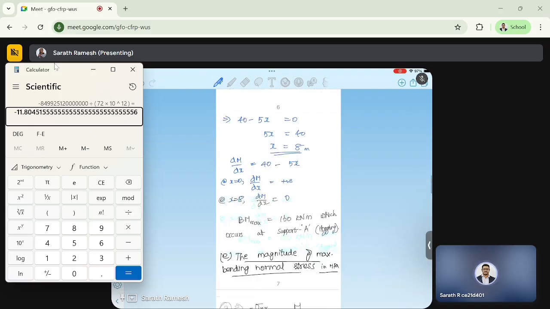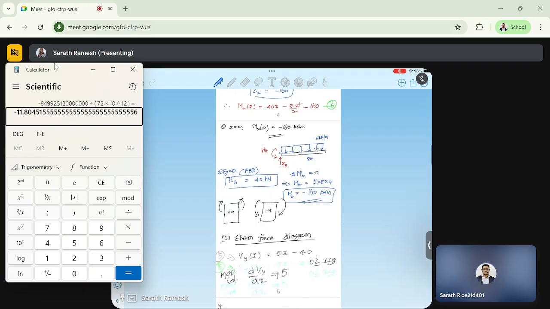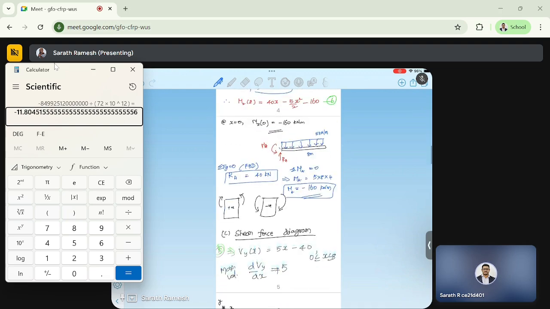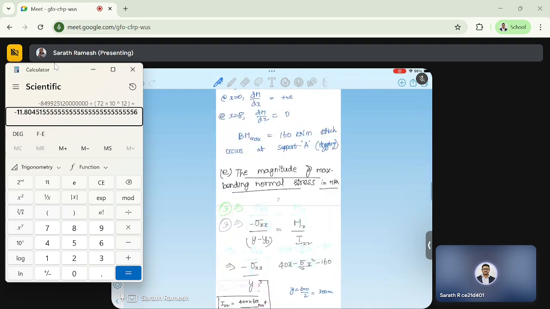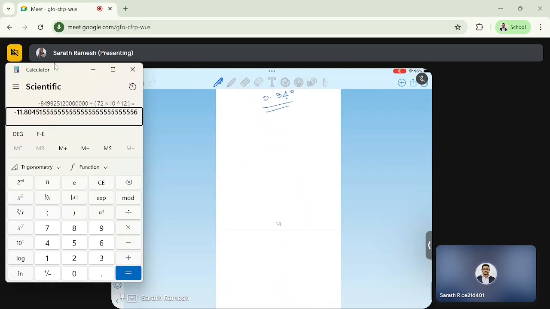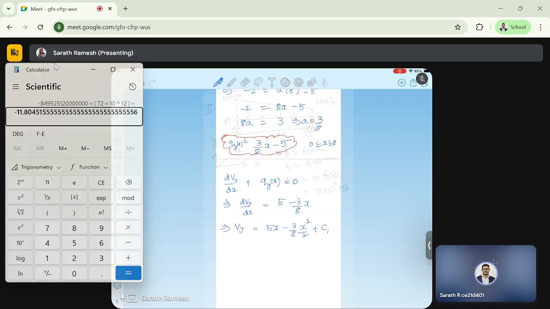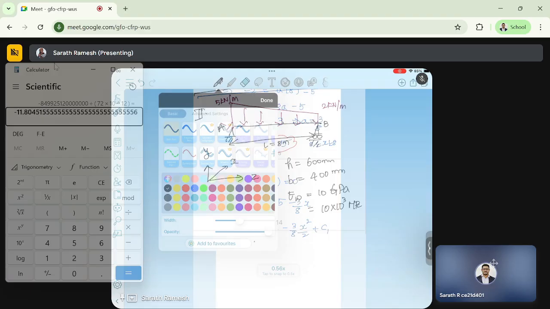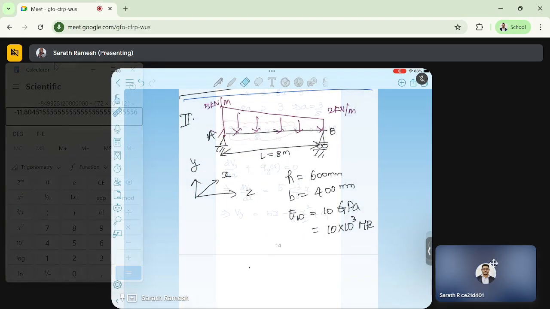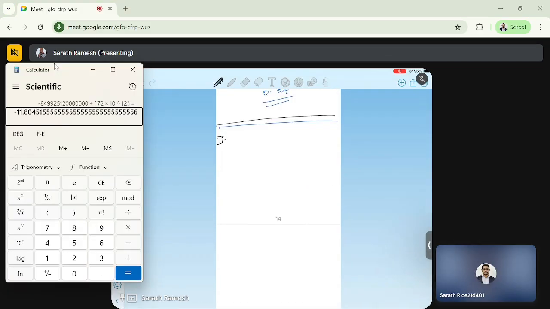So we have seen how to calculate the reactions, the shear force, the bending moment, the bending normal stress and shear stress, finally the deflection and the rotation. Okay, let's move on with the second problem for the day. So in the second problem, instead of a cantilever beam, a simply supported beam is given here.